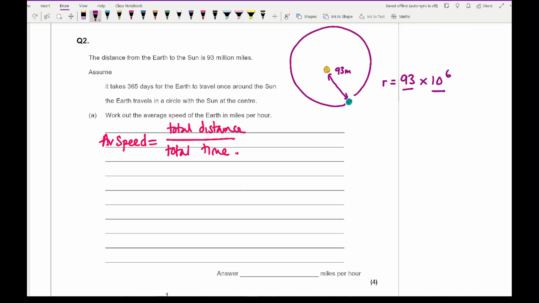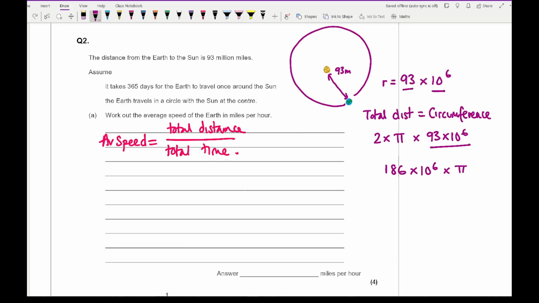So then to work out the circumference, the total distance equals the circumference of the circle. So it's going to be 2 times pi times 93 times 10 to the power of 6. And remember, that is just one number. So then that's going to give me an answer of 186 times 10 to the power of 6 times pi. So that's the total distance.